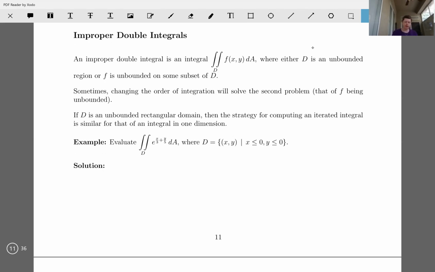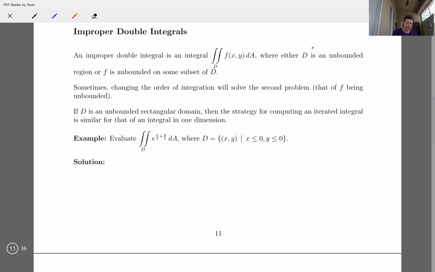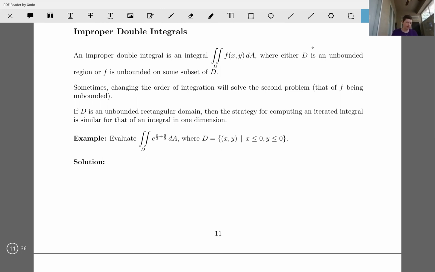But let's look at an example here. So let's evaluate, or at least set up, the integral over our region D of e to the x over 3 plus y over 5. And our region that we're integrating over is x less than or equal to 0, y less than or equal to 0. Okay, so let's do this.